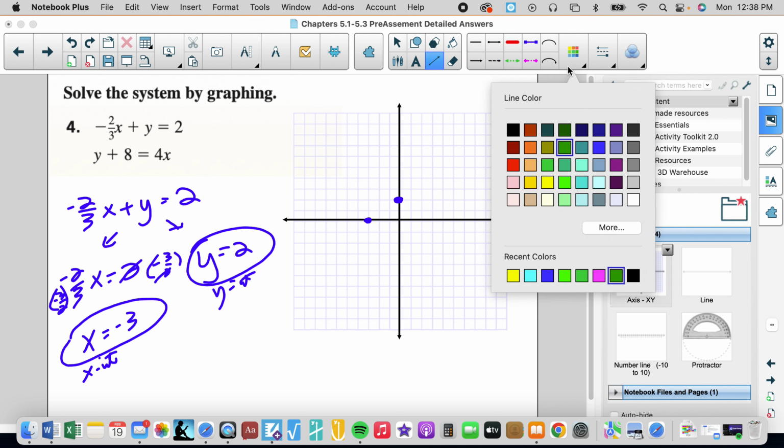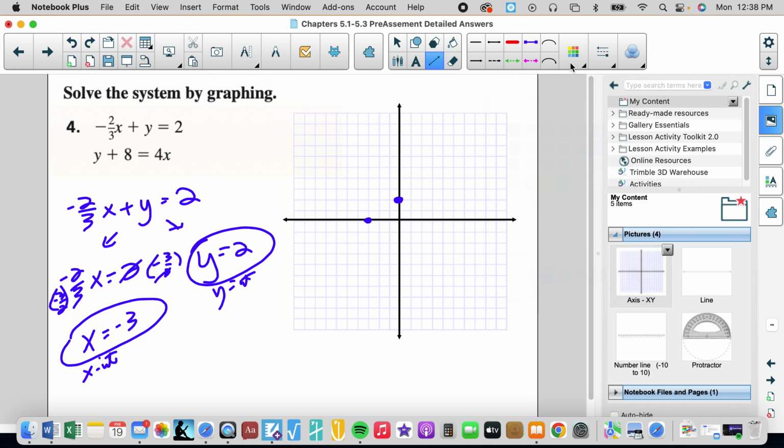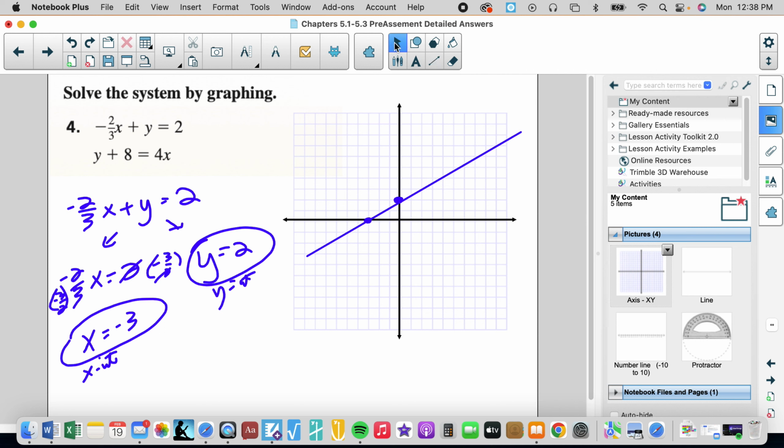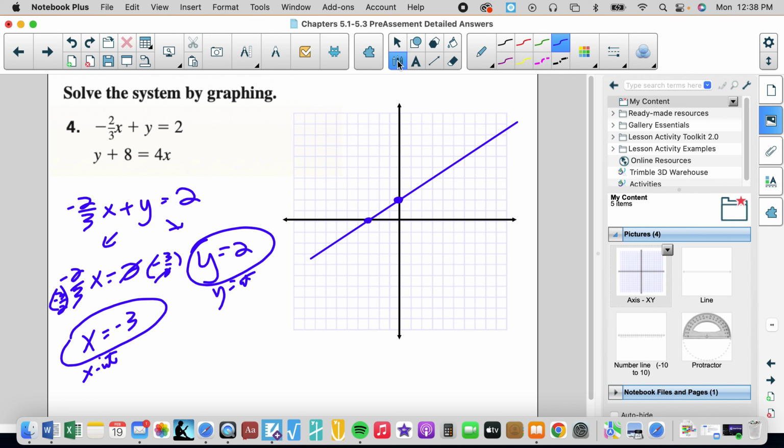Super easy, very efficient. The more practice you get with these, the faster, more efficient you're going to be and less likely to make a mistake. Or, on the flip side of that, the more problems you do, the easier it is to find your mistake. You're going to know when you make a mistake.